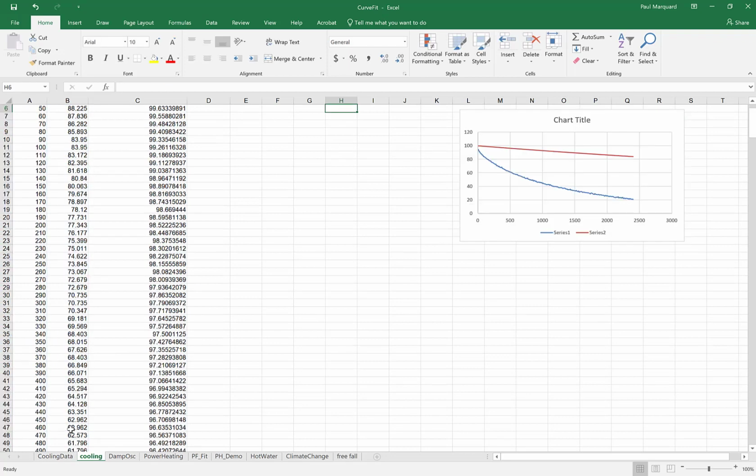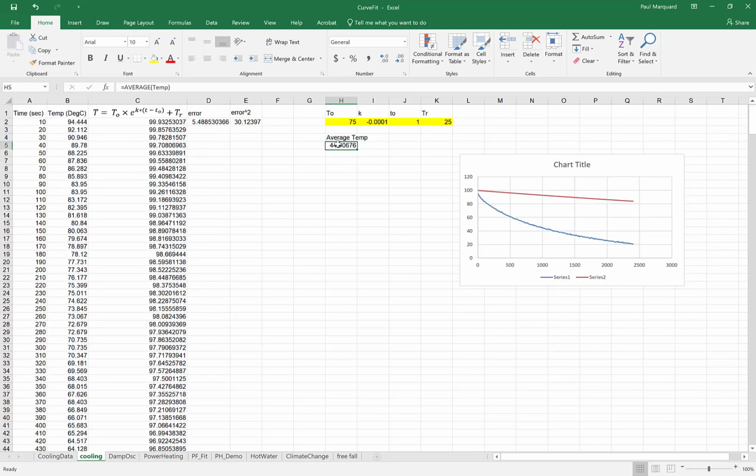Close my parentheses. And we should be all set there. And so the deviation is equal to the temperature minus the average temperature. But that average temperature, we want that to be a fixed value. So I'm going to put a $ sign in front of the 5.